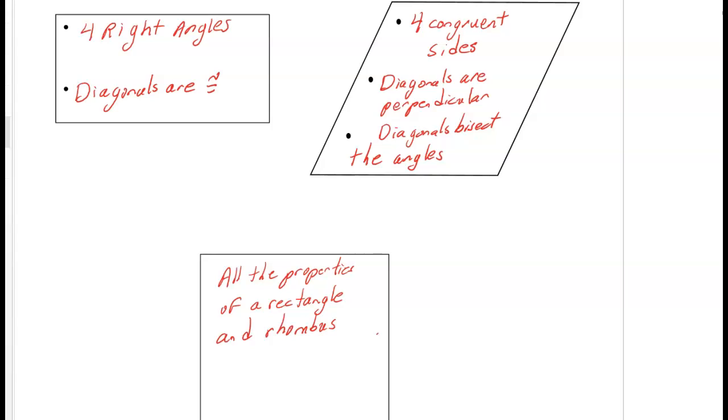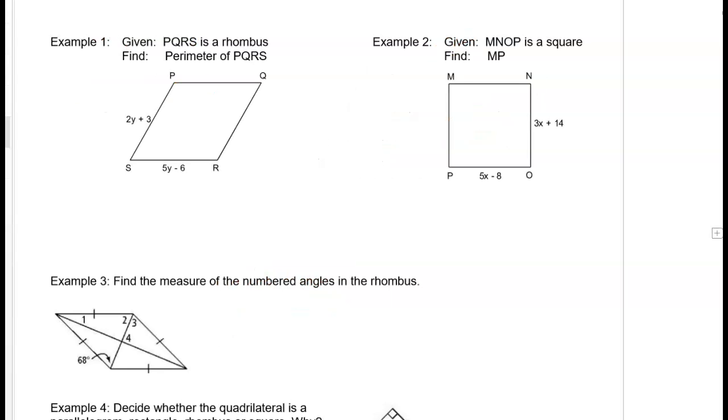Rectangle: four right angles, and the diagonals are congruent. In a rhombus: four congruent sides, the diagonals are perpendicular, the diagonals bisect the angle. And then a square has both properties of a rectangle and a rhombus. Let's look at some examples on page 12.